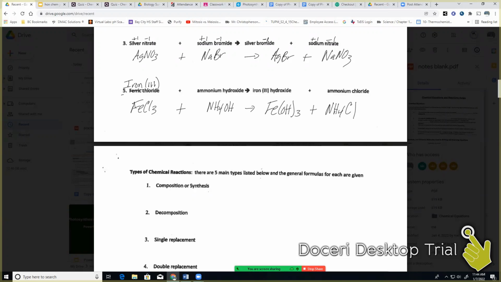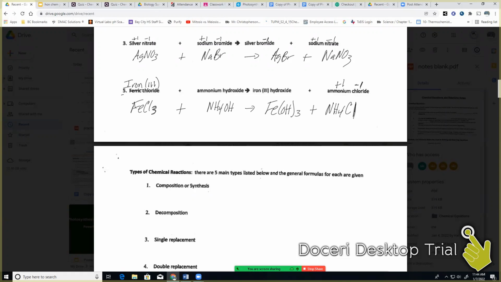Notice that subscripts do not transfer across the yield sign. In other words, my chlorine had a 3 here because it was bound to that Fe plus 3. But over here, it does not need a subscript because ammonium is a +1, chloride's a -1. All right, so that would be correctly written.